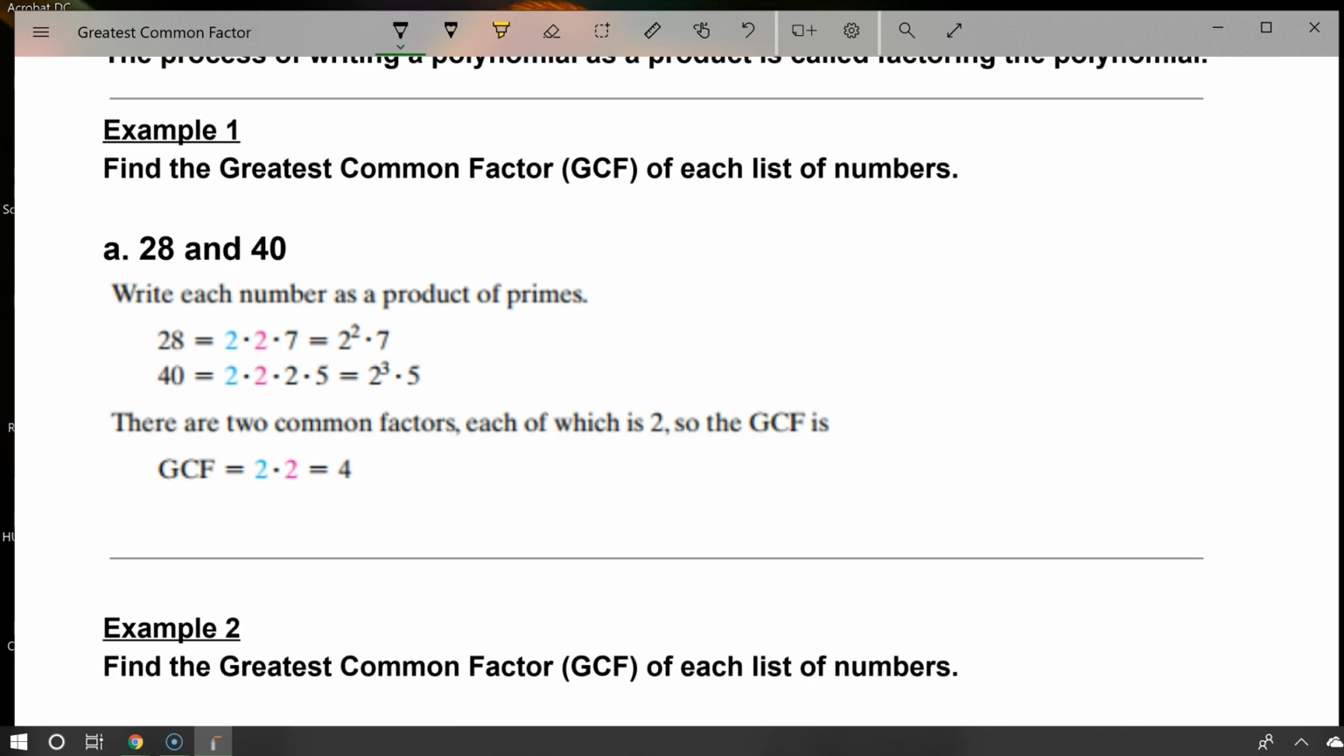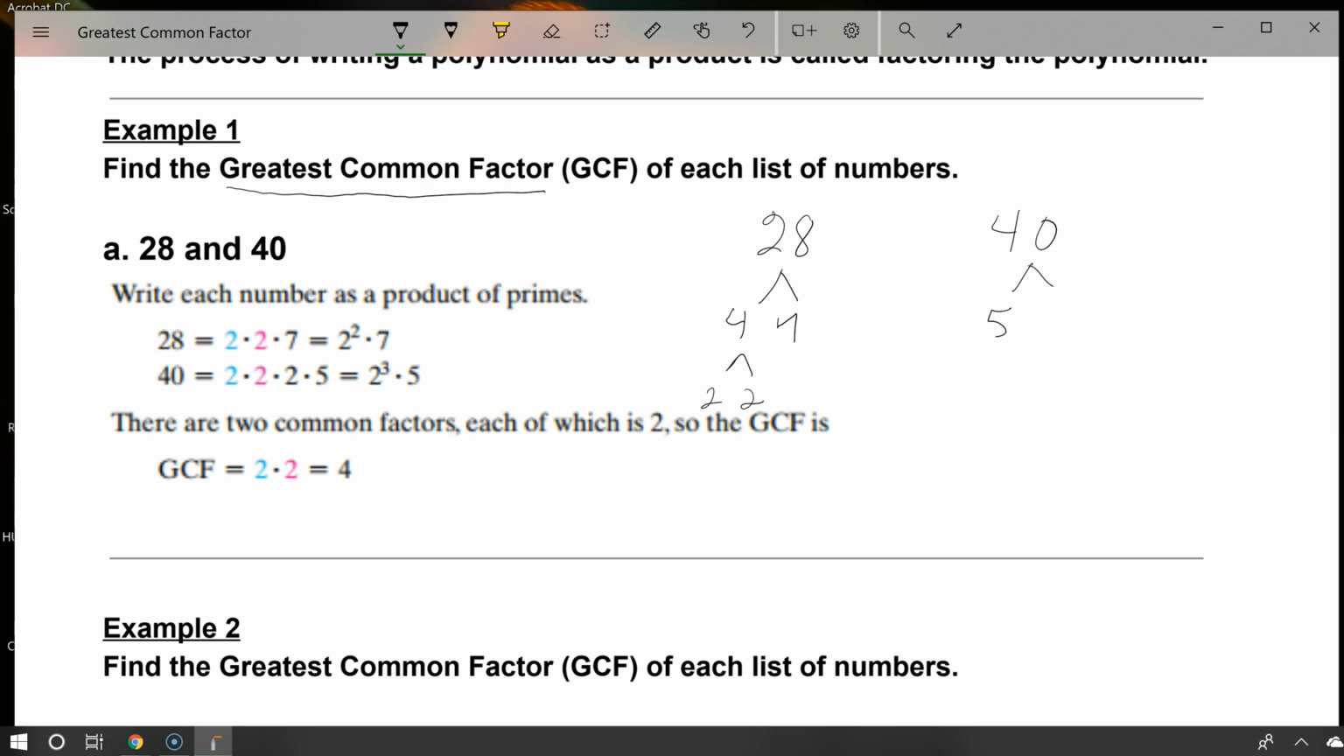So what we're going to do is find the greatest common factor. We have 28 and we have 40. For us to find the greatest common factor, that means we want to know the numbers or the terms or the factors that go into both of them. And so we have 28. We're going to do our prime factorization. We have 4 times 7. And we know that 4 is the same thing as 2 times 2.